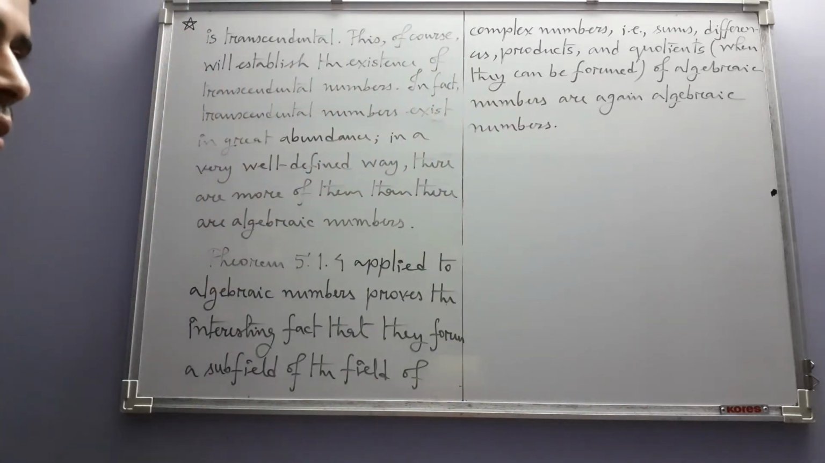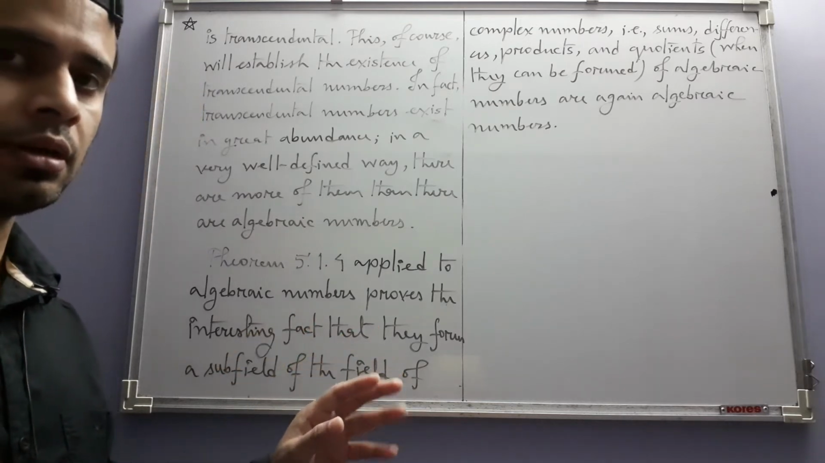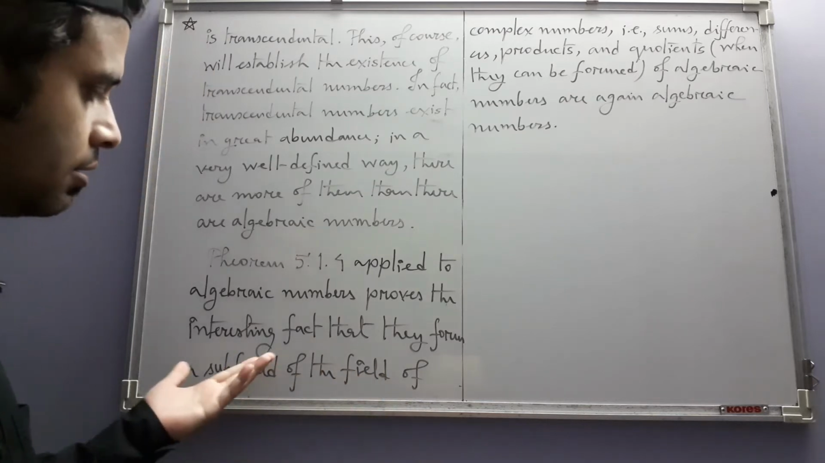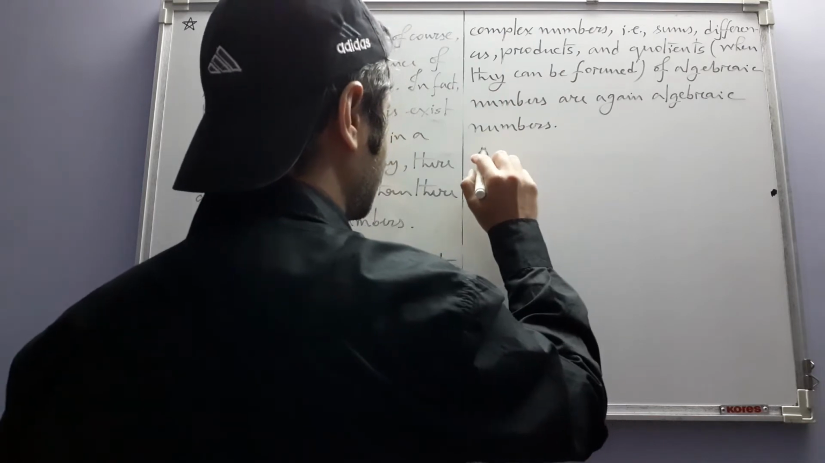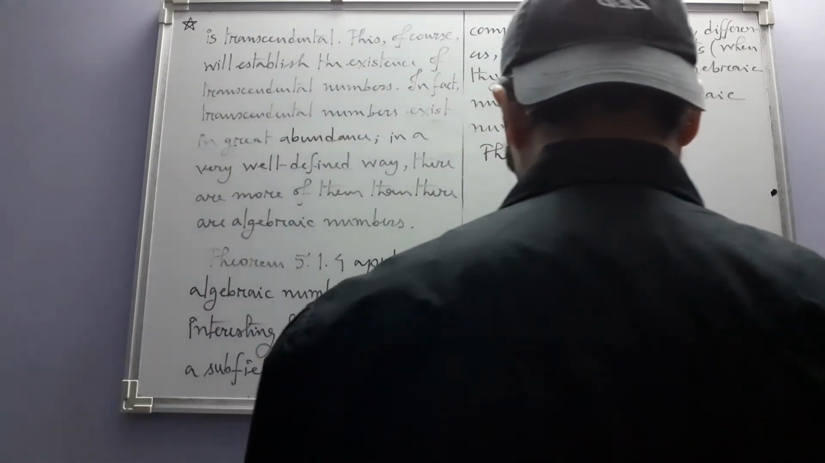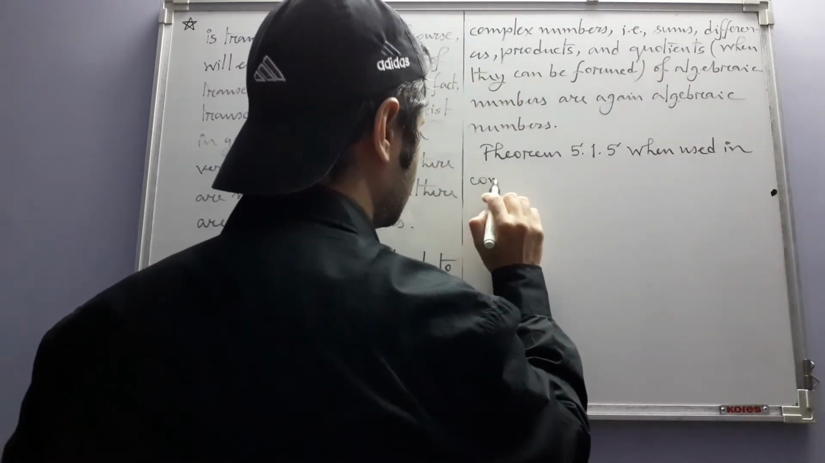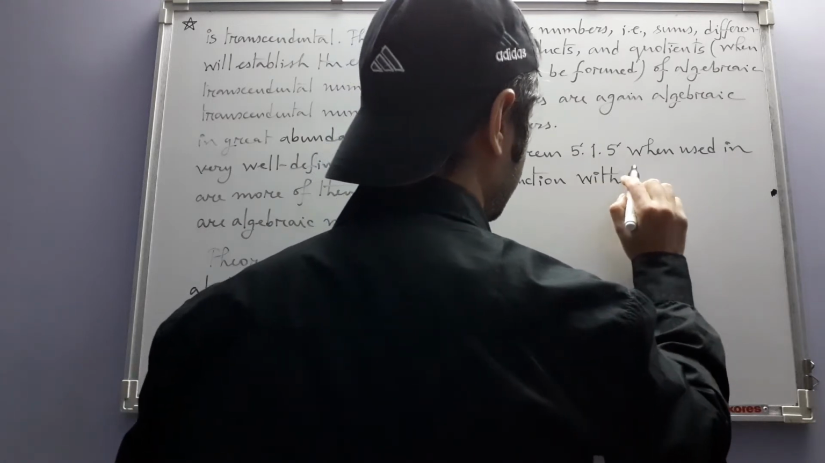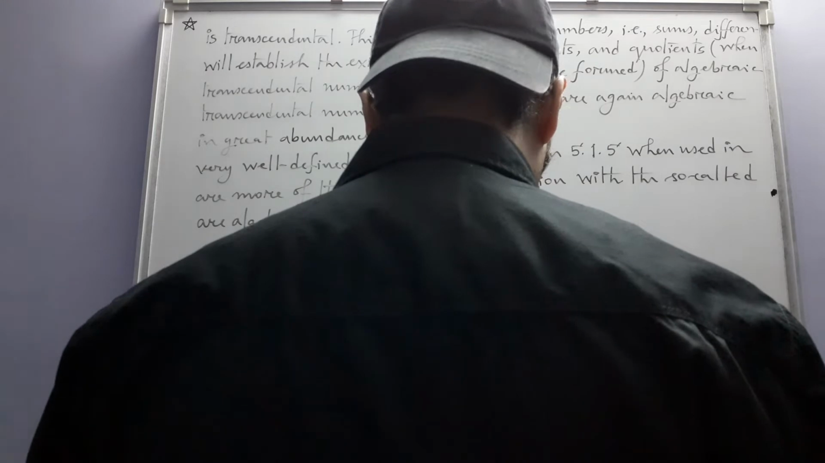It's not at all clear why a plus b should be algebraic if a and b are algebraic numbers. And this field of algebraic numbers is, for that reason, less obvious than the other subfields of C with which we are more familiar, like the field of real numbers or the field of rational numbers. Besides this, Theorem 515, when used in conjunction with the so-called fundamental theorem of algebra.